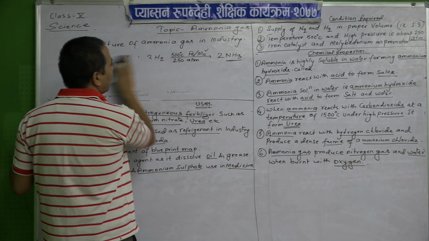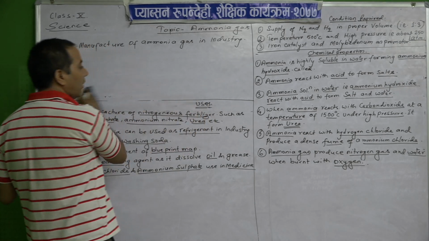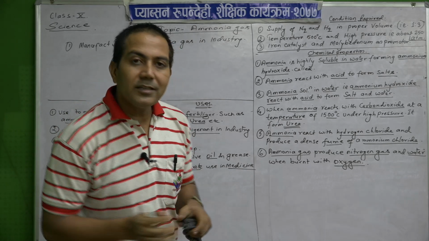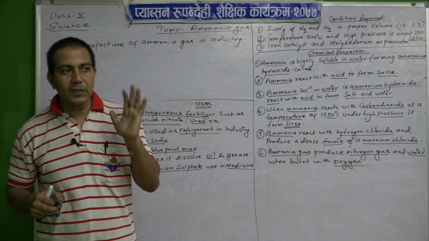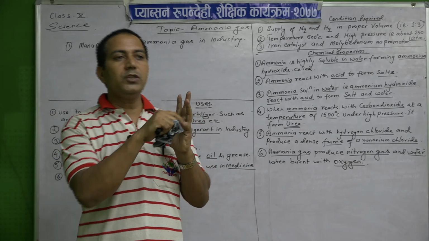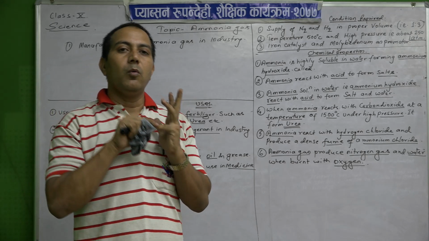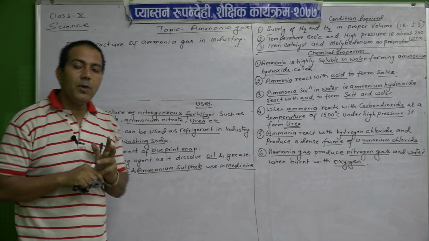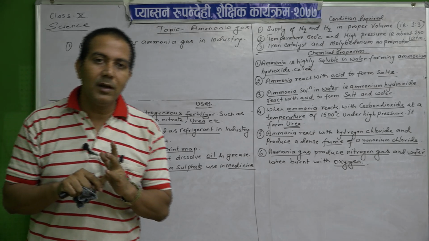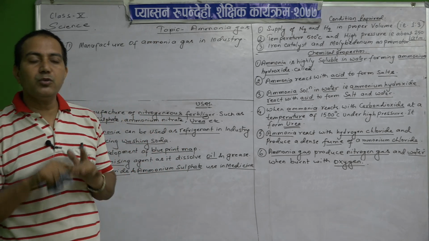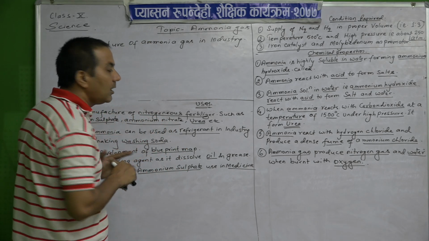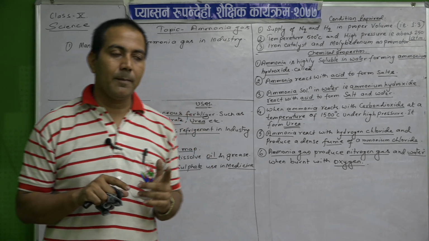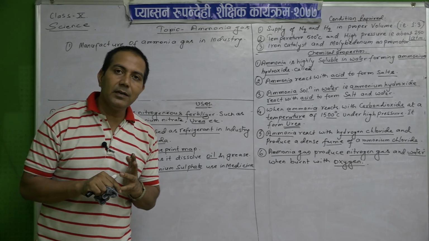Now comes the next point: what are the conditions required for it? The conditions we have already said. What are the 3 things that are necessary here? If you want to manufacture ammonia, we should mix what? 1 volume of nitrogen and 3 volumes of hydrogen, so that will produce 2 volumes of ammonia gas. Then the next thing we have seen in the reaction is what? The temperature. What must be the temperature?